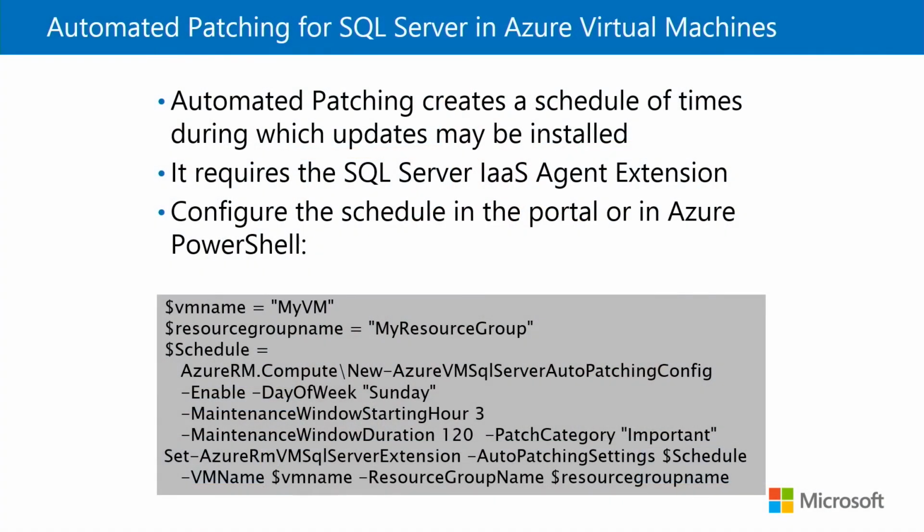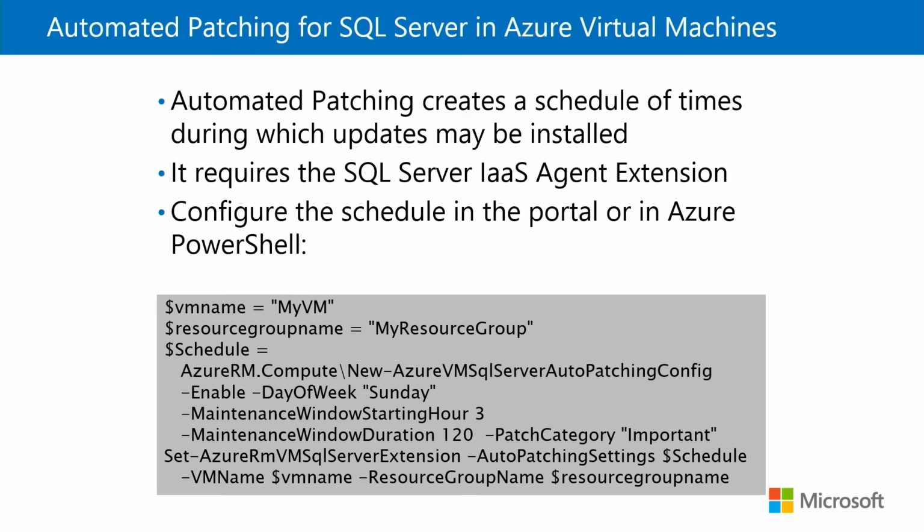I can do this across different servers, especially servers that are in different data regions, or servers that are part of the same failover cluster, to make sure they don't receive the updates at the same time. When we do this, we have to configure the SQL Server agent extensions in order to do the patching. We can configure the schedule through the portal, or we can use Azure PowerShell.